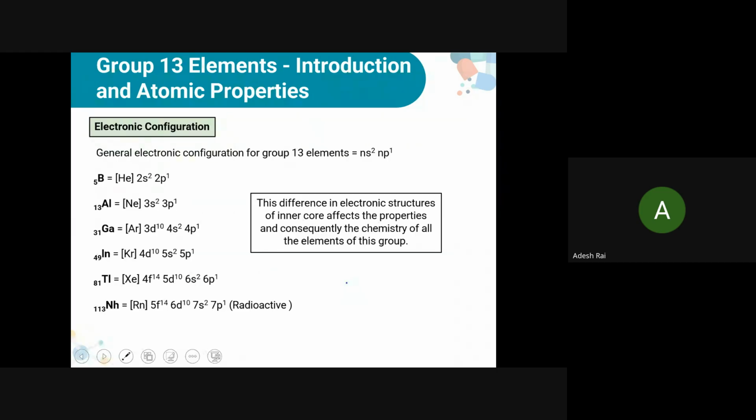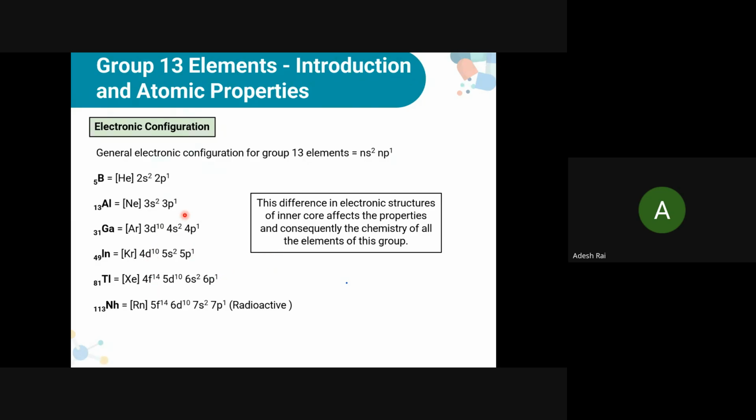Now, electronic configuration. For the whole boron family, the outermost electronic configuration will be the same, ns2 np1. N represents the outermost shell. Because boron belongs to the second period, its outermost electronic configuration is 2s2 2p1. Aluminium belongs to the third period, so its outermost electronic configuration is 3s2 3p1. Gallium belongs to the fourth period, so it is 4s2 4p1, and so on.